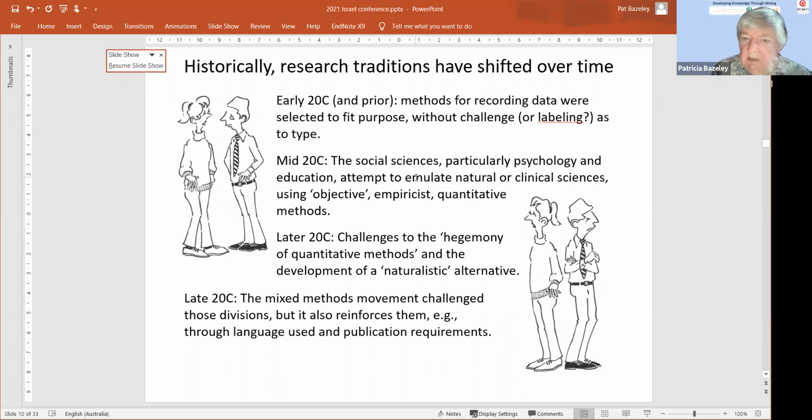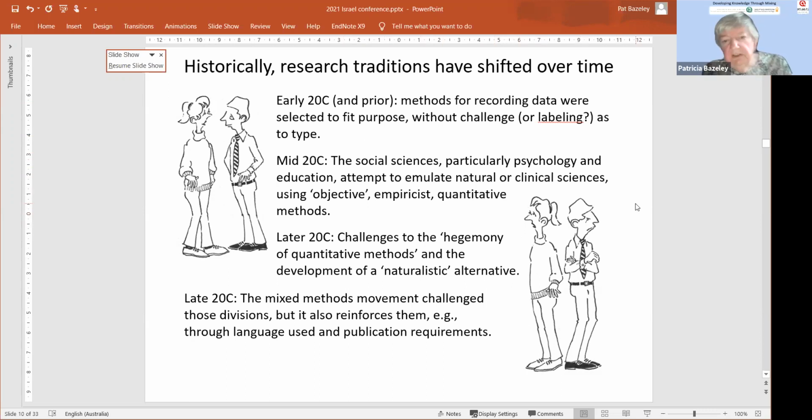In the middle of last century, or around about that time, the social sciences got very concerned to emulate the natural and clinical sciences. And so they developed an approach of using what they called objective, empiricist, quantitative methods. And this, in fact, was the dominant way of thinking about things when I started my university studies. And it was just unquestioned. That's what you did. You were objective, and empiricist, and you used statistics and so on.